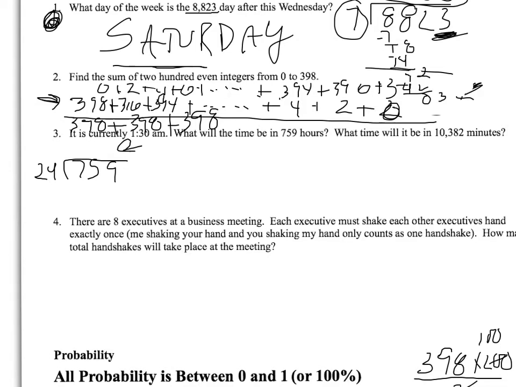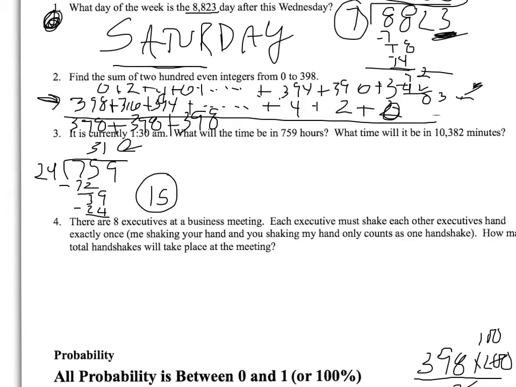So 24 goes into 75 3 times, and that's going to give us 72. Subtract here, we get 39. 24 goes into 39 1 time. 24, and when we subtract that off, we get 15. So the remainder is 15. So really, in 759 hours, that's 31 days and 15 hours.